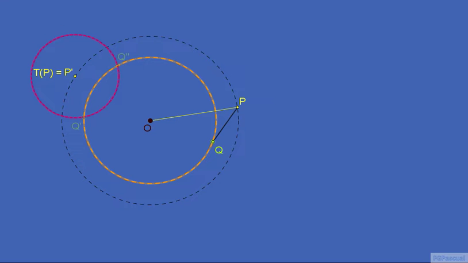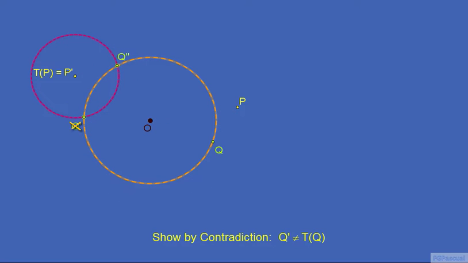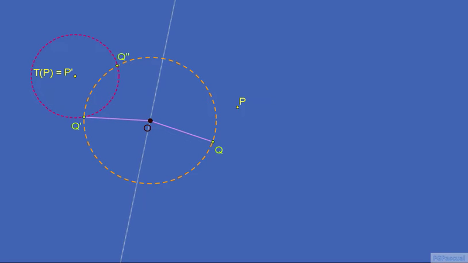Hence, there are two possibilities, Q prime and Q double prime. We will show by contradiction that Q prime cannot be T of Q. So let us suppose that Q prime is T of Q. We construct the bisector of angle QOQ prime. And here is the angle bisector. We take a point B on this angle bisector. Like we did with T of P and T of Q, to find T of B, we construct a circle centered at O and whose radius is OB.